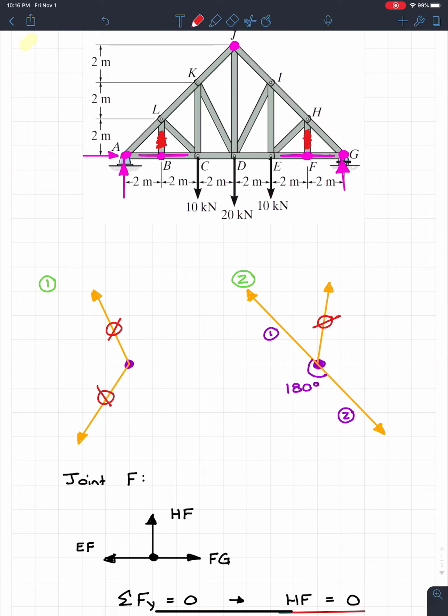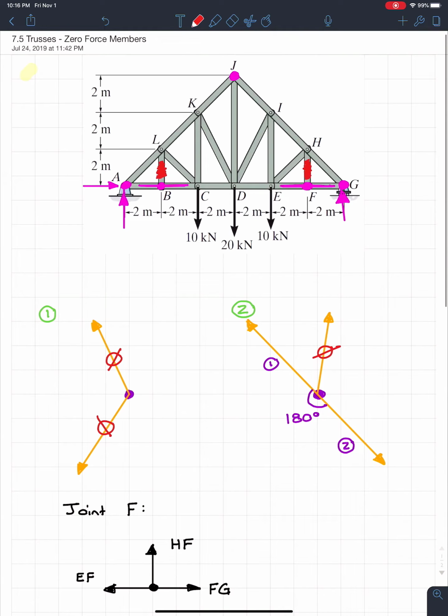So those are the 2 cases they teach you. And especially when I was taking this course, and let's say this was my final exam question, I would have done everything that I just did. I would have said LB is 0, HF is 0. Nothing else really works into those 2 cases, so that's it. 2 zero force members. Now, this is where the tricks come into play, right here.